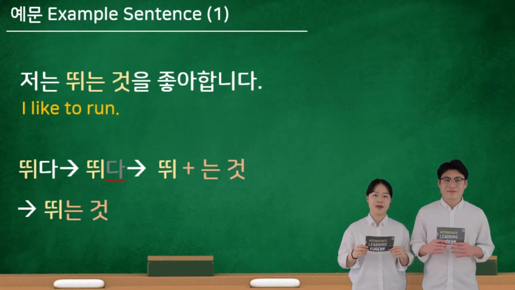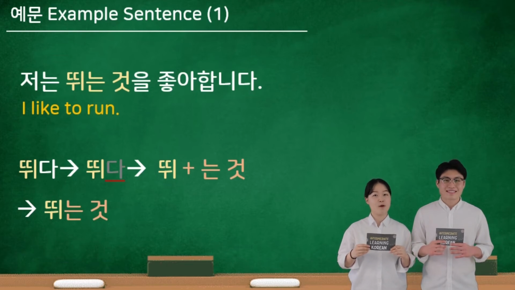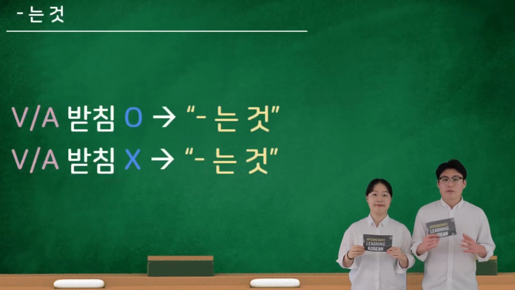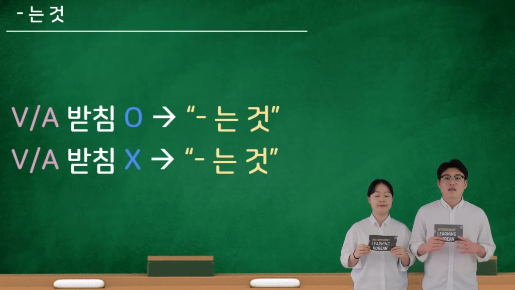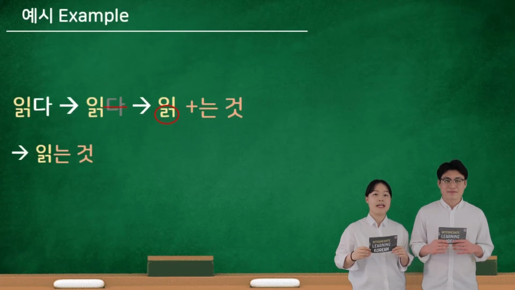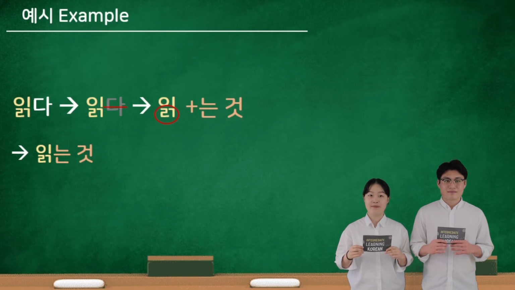Do you remember? Of course, but what kind of form is used for 는 것? Let me explain. 는 것 has the same form, which does not change depending on the final consonant. First, if you remove 다 from the basic form of a verb, the stem will remain. After that, 는 것 is added. For example, if you look at the verb 읽다, is there a final consonant? After that, 는 것 is used. Then it becomes 읽는 것.